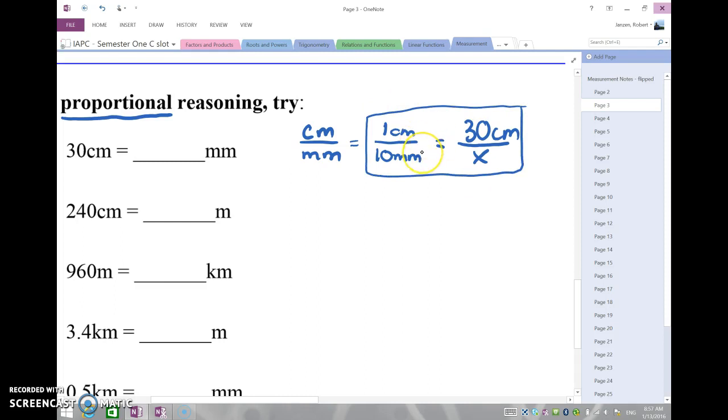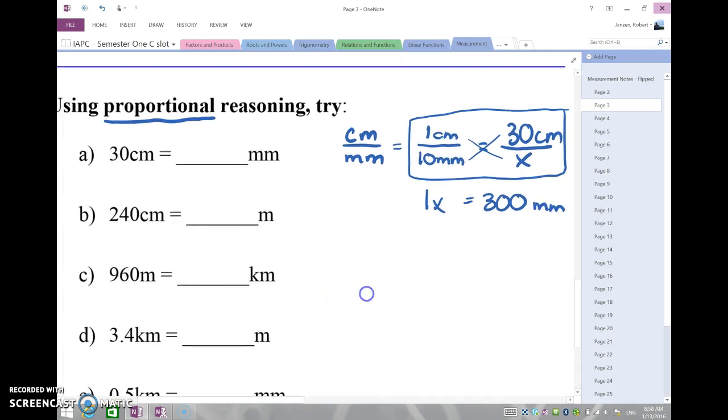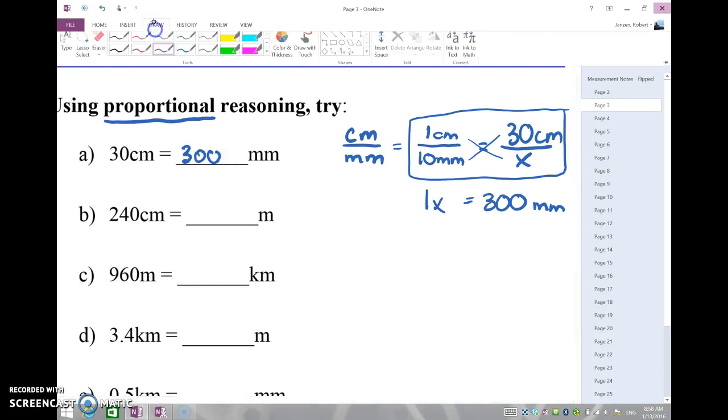And if you remember back to your algebra days, how do you solve something like this with an x in a fraction? Well, we can cross multiply. So 1 centimeter times x, this is going to be 1x. And 10 millimeters times 30 would be 300. And what is x? Well, x is in the bottom where the millimeters are, so what we have here is 300 millimeters. So that's proportional reasoning. Let's try another one.